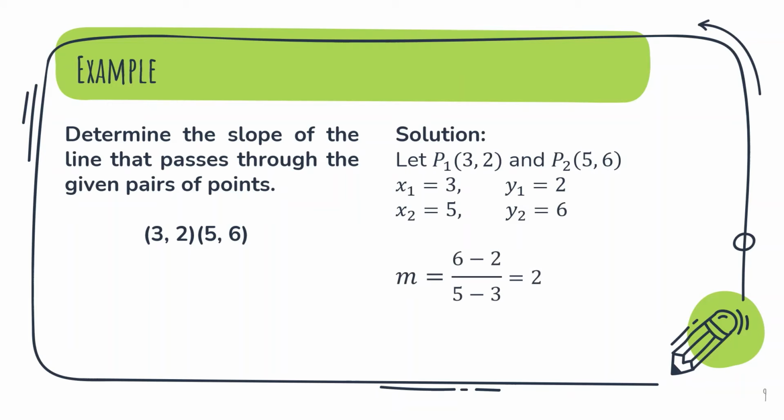Okay, another example. We have to determine the slope of the line that passes through the given pair of points 3, 2 and 5, 6. So let P sub 1 is equal to 3, 2, and our P sub 2 is equal to 5, 6. So our x sub 1 is equal to 3, our y sub 1 is equal to 2, and x sub 2 is equal to 5, and our y sub 2 is equal to 6. Substituting it to the formula, m is equal to 6 minus 2 over 5 minus 3. Since 6 minus 2 is equal to 4 and 5 minus 3 is equal to 2, so 4 divided by 2 is equal to 2. Our slope now is equal to 2.